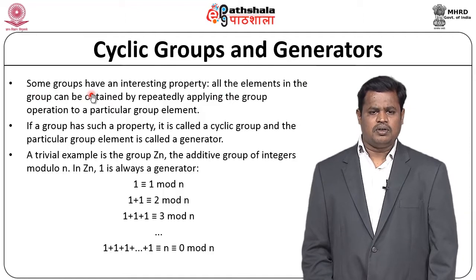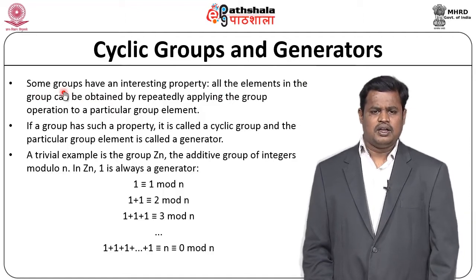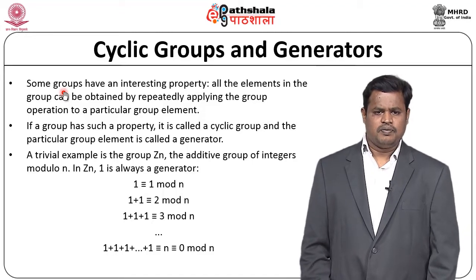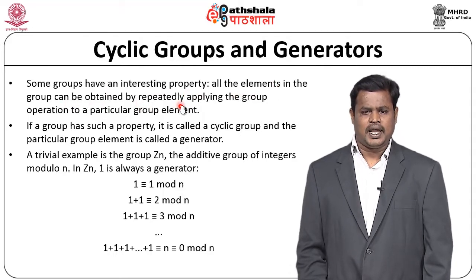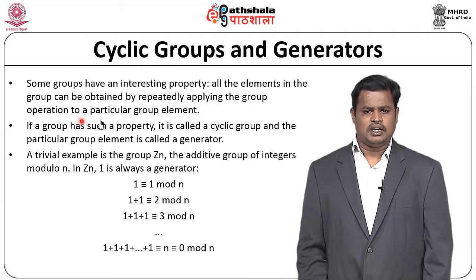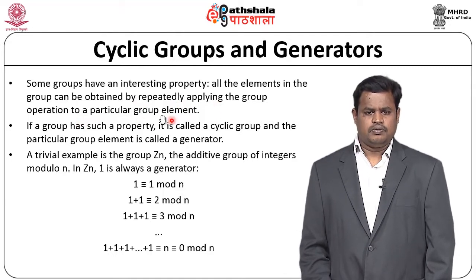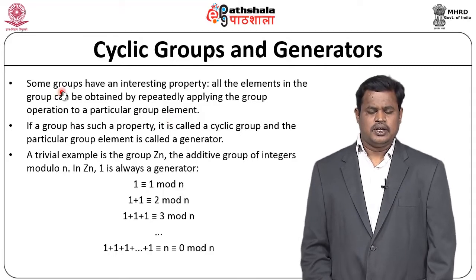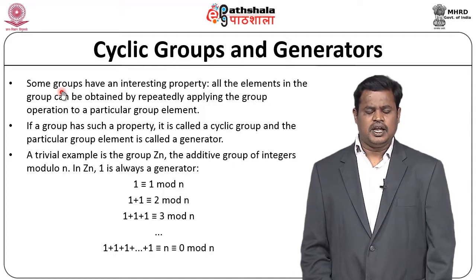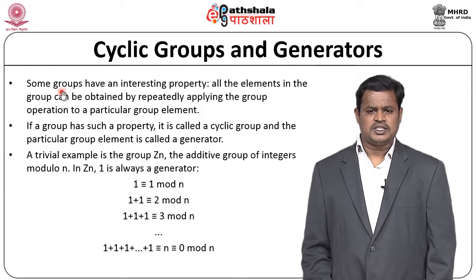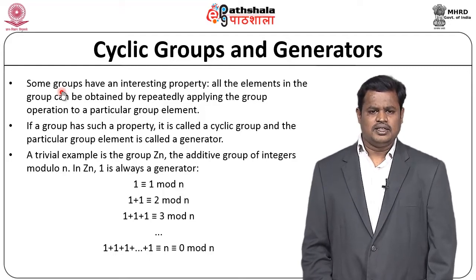We know the group is one of the components of abstract algebra, where some groups have an interesting property: all the elements in the group can be obtained by repeatedly applying the group operation to a particular group element. So, we know what a group is. A group is a set of elements with properties like commutativity, associativity, identity, and inverse, and then we can say all the elements are in that group.